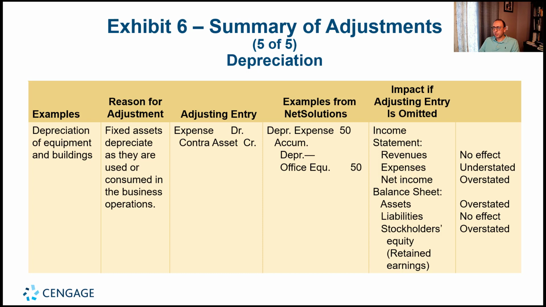So here we have depreciation of equipment and building. So we debit the depreciation expense, and that's an income statement account, and we credit the accumulated depreciation for office equipment. Remember, accumulated depreciation is a contra asset account. It's a contra office equipment account. So it belongs to the asset, but it has an opposite nature.